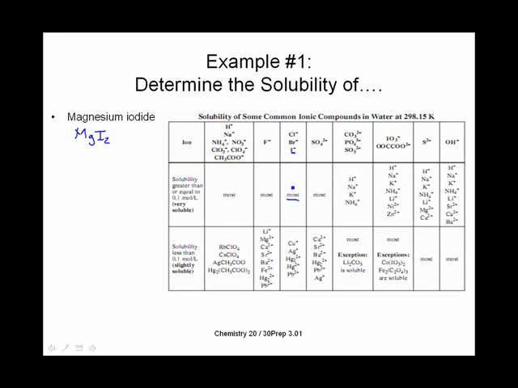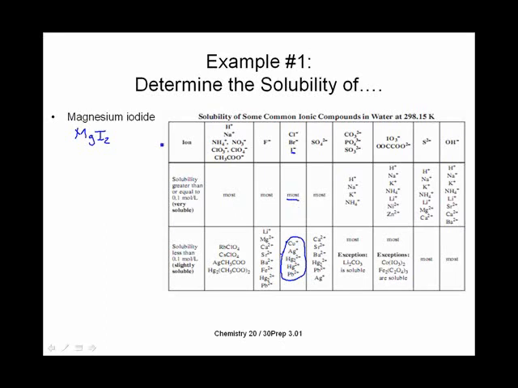So most positive ions, when they're in compounds with iodine, are soluble. The last row gives a list of all the ions that are insoluble when they're in iodine compounds: copper iodide, silver iodide, mercury iodide (both mercury 1 iodide and mercury 2 iodide), and lead iodide, so lead 2.